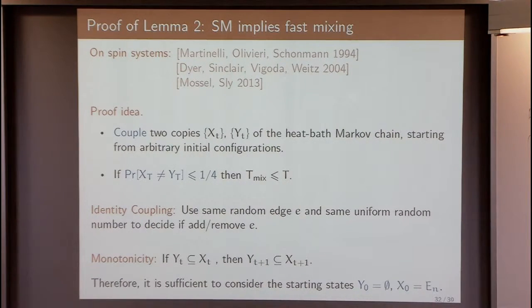And again, we're going to use a coupling, but in this case, we're going to use a specific coupling. We're going to use the identity coupling. In the identity coupling, we pick the same random edge in both copies, and then we use the same random number to decide whether to add or remove the edge. The identity coupling is a monotone coupling, which means that if at time t, Y_t is a subset of X_t, then this property is preserved by the steps of this coupling. One consequence of this is that it is sufficient to consider as the starting states the two extremal configurations, the one that has no edges or the one that has all the edges.